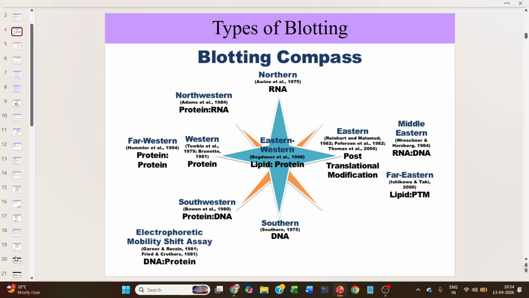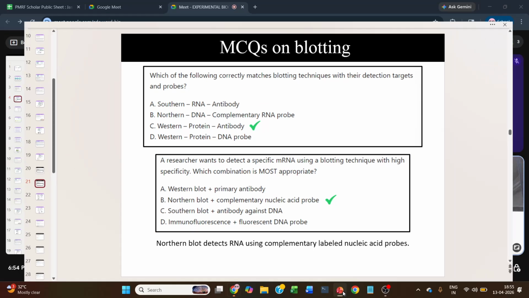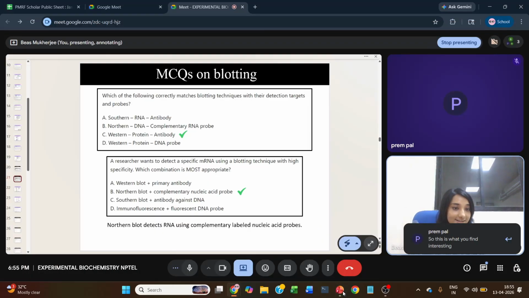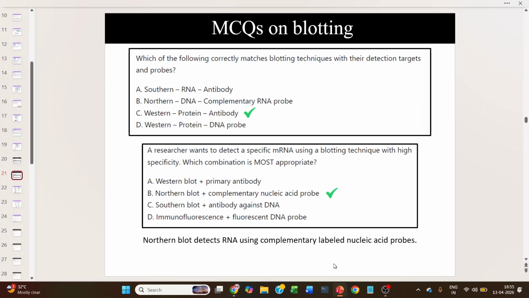Right. So now we will go back to the question. Okay. So the right answer is... Is it not interesting? Do you not find this interesting? Okay. So the answer is here. So Northern blot detects RNA using complementary labeled nucleic acid probes. Okay. Right.